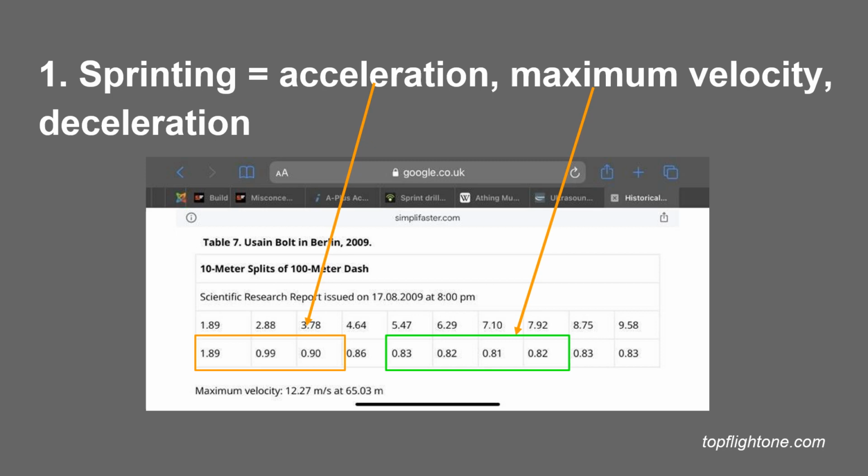Number 1, sprinting equals the acceleration phase, the maximum velocity phase, and then deceleration. If you look at the slide, the orange rectangle identifies the acceleration phase, which is from 0 to 10 meters, depending on which article you read. A point could be made that the acceleration phase goes from 0 meters to 30 meters.